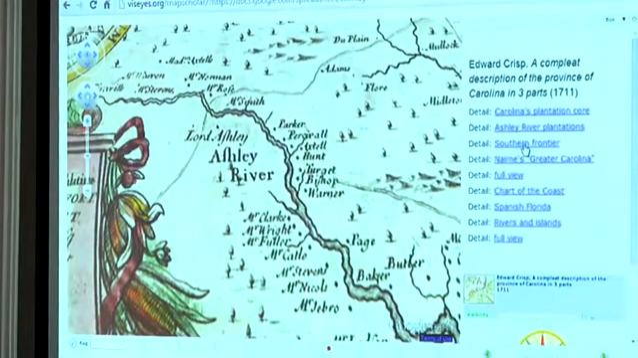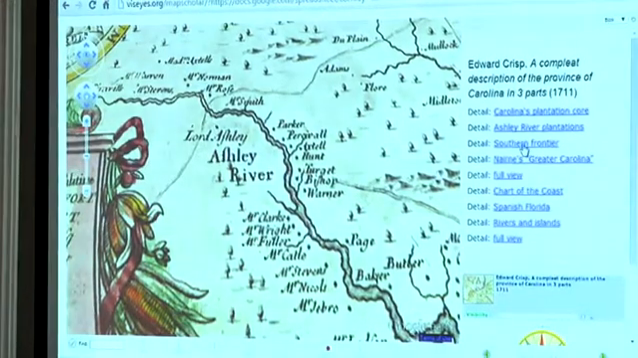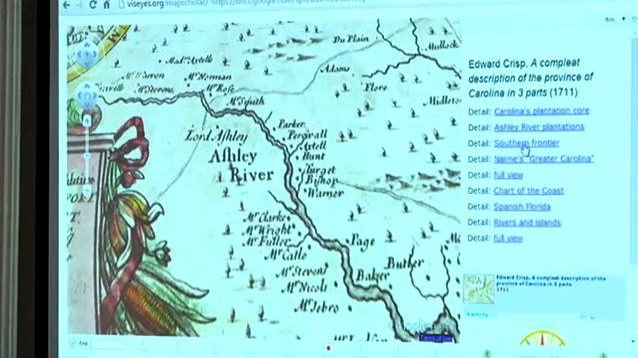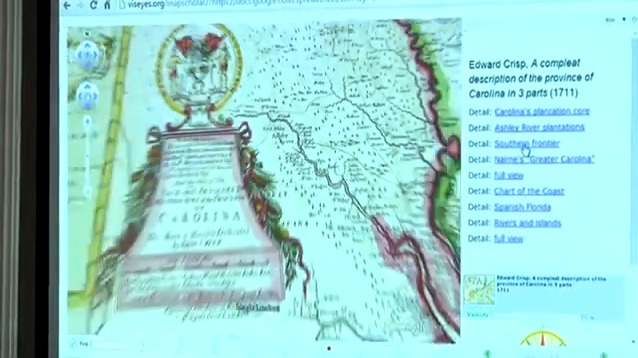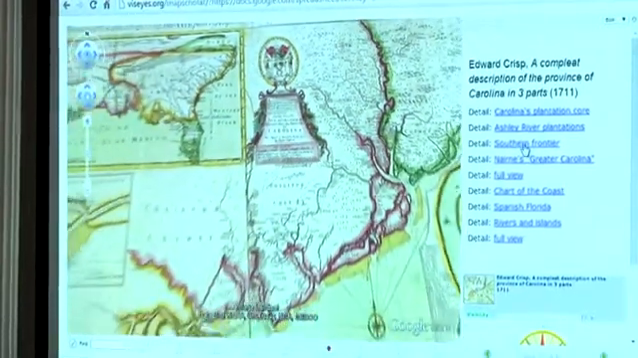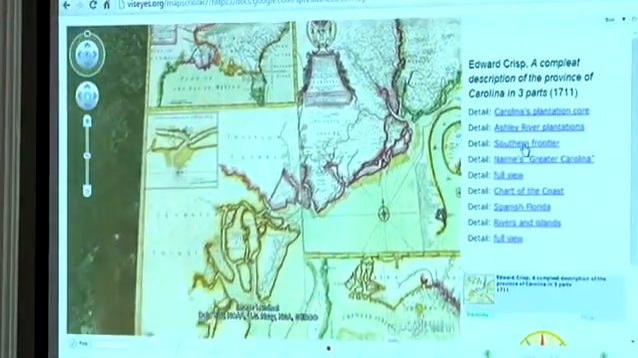But what's really distinctive and important about the Crisp map is that it takes the Thornton Morden map and copies it, but then it adds a whole new panel to it that shows the southern frontier into which this colony was rapidly expanding.